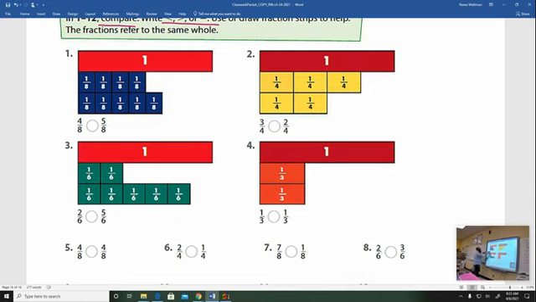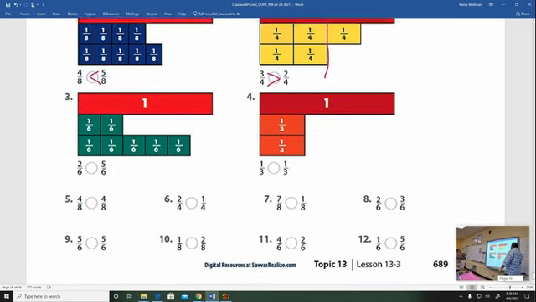5/8. What is the next one? We have 3/4 and 2/4. 3/4 is greater. That's right. 2/4 is equivalent to what, guys? What is 2/4 equivalent to, Allie? 1/2. And you can see it, right? It's right down the middle. What about number 3 here, guys?